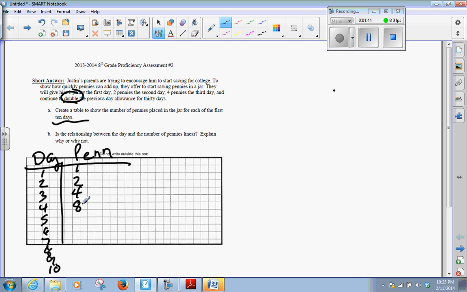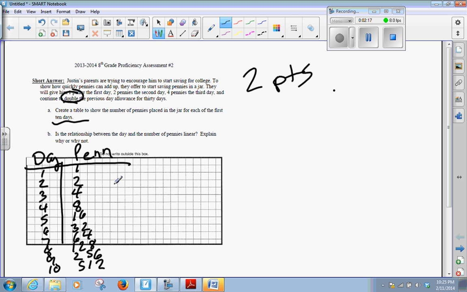So since 4 times 2 is 8, 8 times 2 would be 16. 16 times 2 means I'd have 32 the next day. Times 2 again would be 64. Times 2 again would be 128. Times 2 again would be 256. And finally, on day 10, going to be 512. So the way the scoring for the ERQ worked, this is out of 2 points.